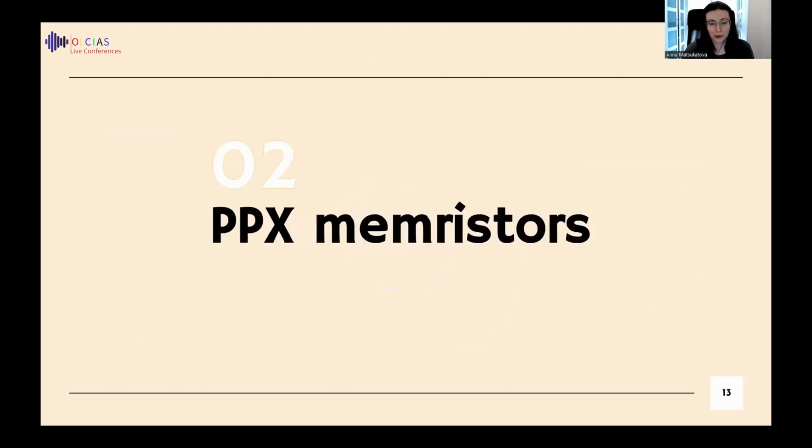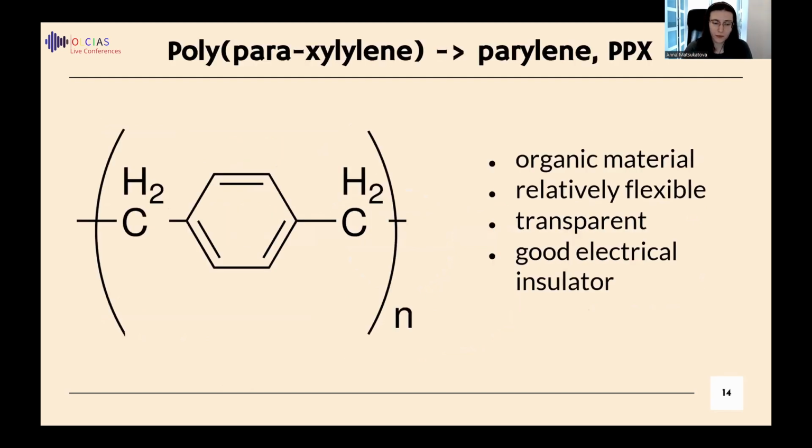So I'll come to our memristors, our parylene-based memristors, and I'll tell why we chose these memristors and how we can improve their work, their characteristics. First of all, what are poly-para-xylylene, parylene, memristors? They are organic types of memristors. So this middle layer, the insulator layer, is made from parylene. This is an organic material. It is relatively flexible, which is very good if we talk about creating synapses for flexible electronics. It is transparent, and it is a very good electrical insulator. So it is a good candidate for this layer in which the resistive switching occurs.